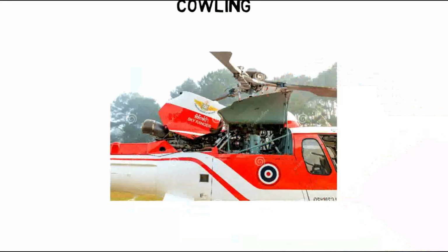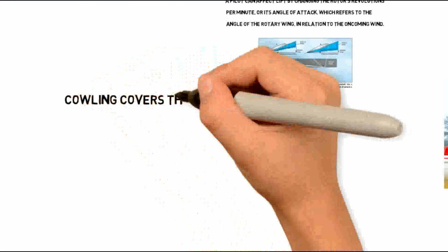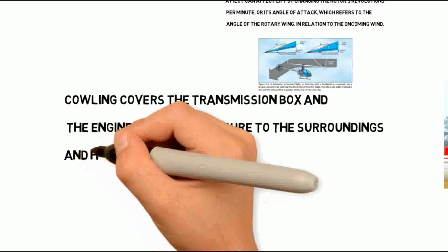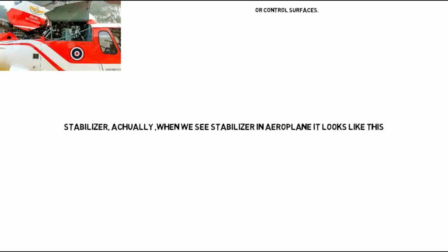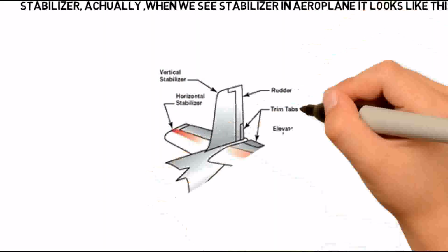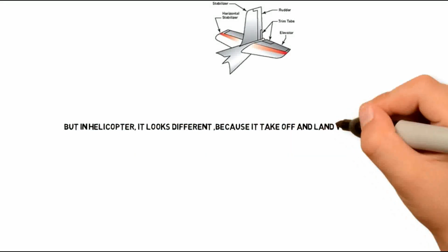Cowling. The cowling covers the transmission box and the engine from exposure to the surroundings and helps in reducing parasitic drag. Stabilizer. Actually, when we see a stabilizer in an aeroplane, it looks like this. But in a helicopter, it looks different because it takes off and lands vertically.